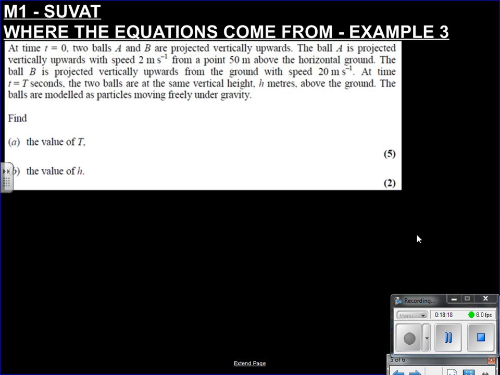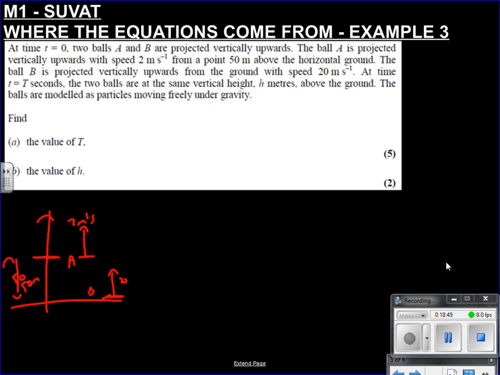Finally then, last example. This is much harder. At time t equals 0, two balls A and B are projected vertically upwards. So let's draw a graph again. Point A is projected with 2 meters per second from a point 50 meters above. So 50 meters here. Here's point A, projected with 2 meters per second, whereas particle B is projected from the floor with 20 meters per second.